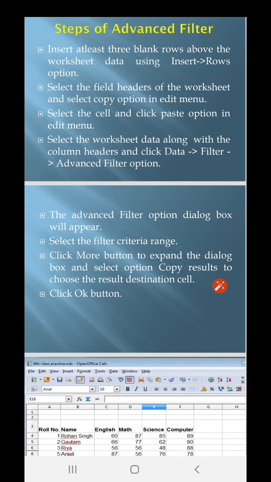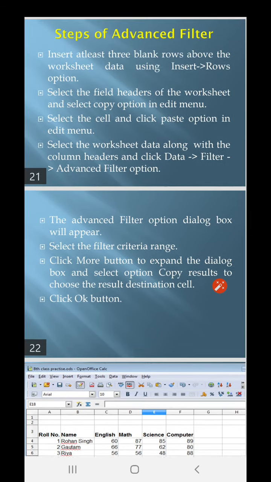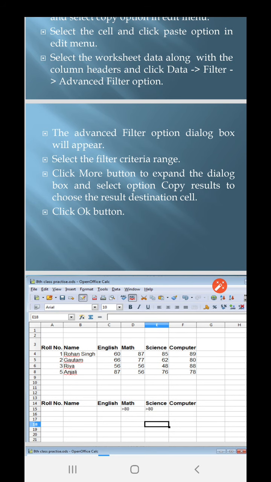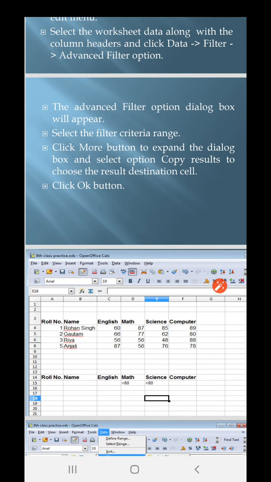You can see here. Now, how to do the advanced filtration? First of all, you need to copy the field names in any other row. Like initially my field names are in row number 3. I have copied the field names in row number 14.